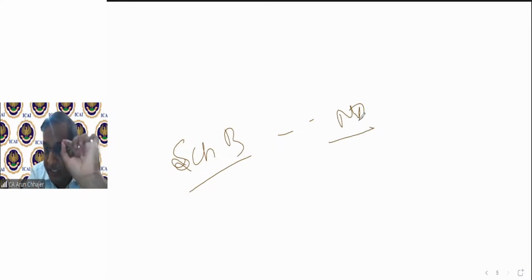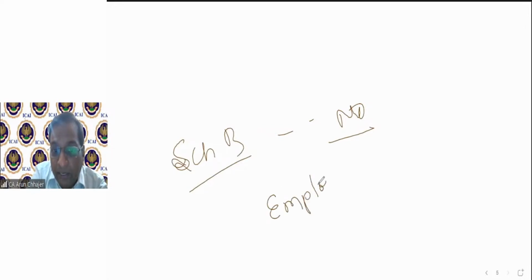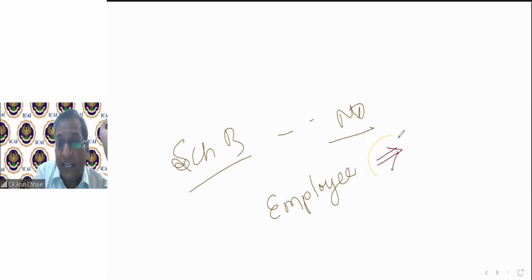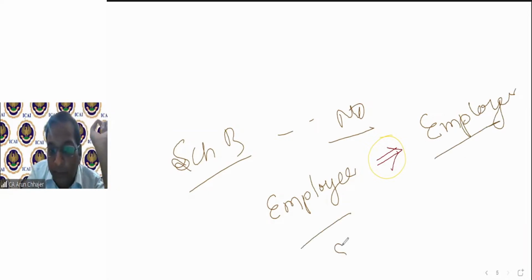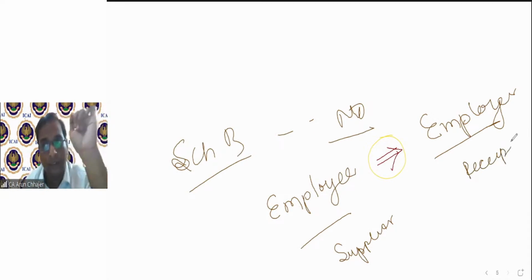What is covered in Schedule 3? Try to understand. Schedule 3 covers services rendered by the employee to the employer. Please see the arrow. Services provided by the employee to the employer, for which the employer is giving consideration. So in this case, who is the supplier? The employee is the supplier of employment services. And who is the recipient? The employer is the recipient. This part is being covered in Schedule 3.